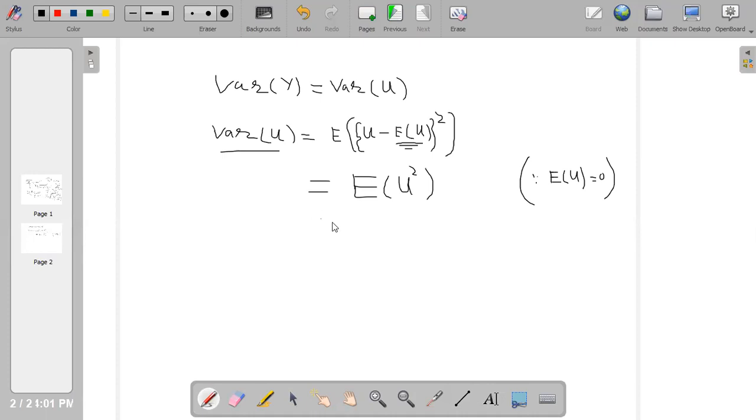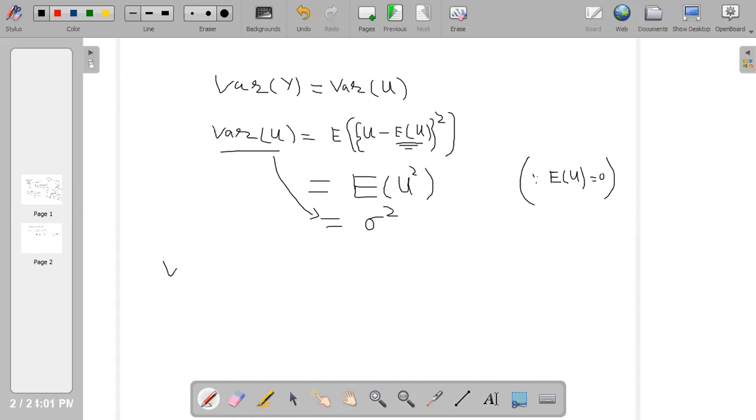And by the constant variance assumption, we say that this is equal to sigma square. Okay? We are assuming that the variance of the disturbance term is equal to this. So basically, the variance of the disturbance term is the same as the expected value of u square.